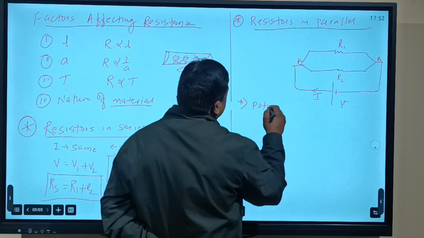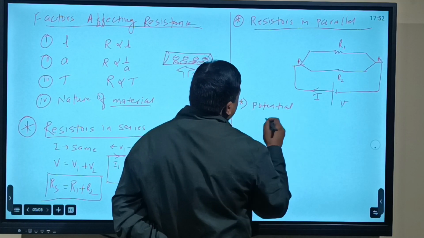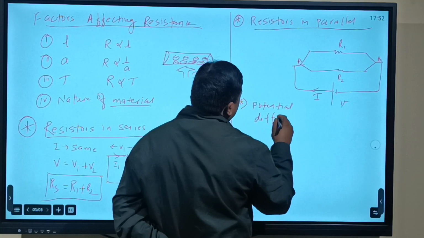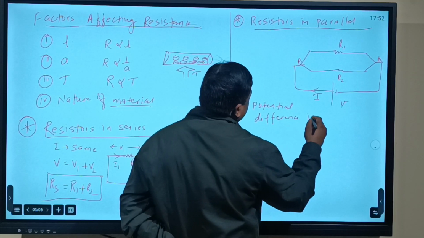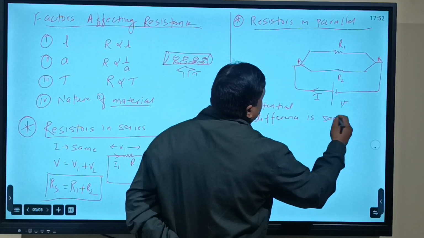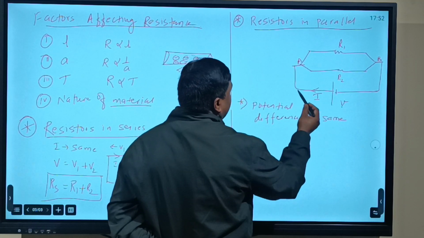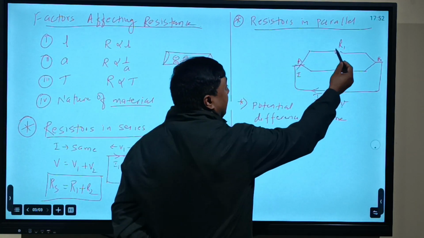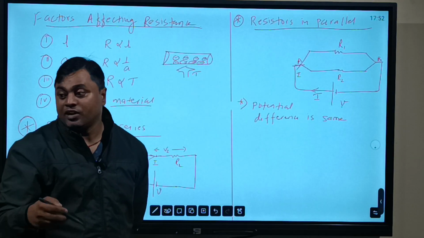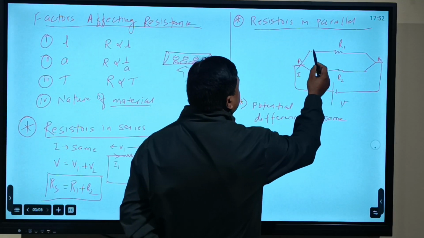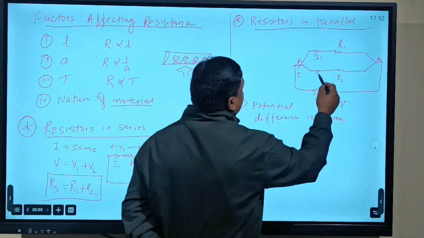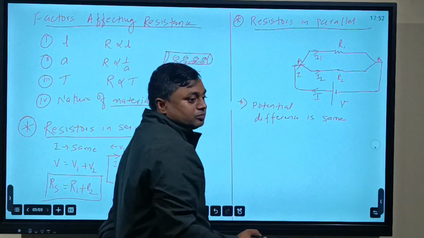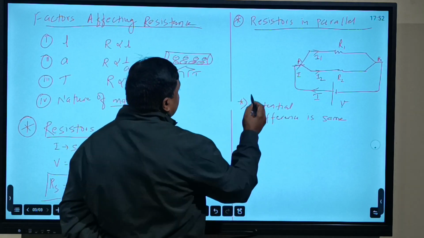Potential difference is the same. Here current divides, children. Try to understand: when current starts from here, two different paths are there, with different values of resistors, R1 and R2. So the current through this is I1, and the current through this is I2. Here current divides.